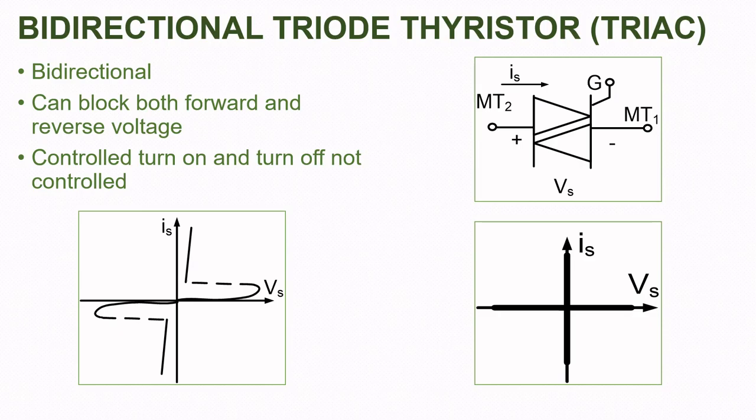The turn on process of Triac can be controlled by giving signal to the gate terminal. But the turn off process of the Triac cannot be controlled by giving any signal to the gate terminal. As you can see from the VI characteristics of Triac, the VI characteristics are identical in the first as well as third quadrant.